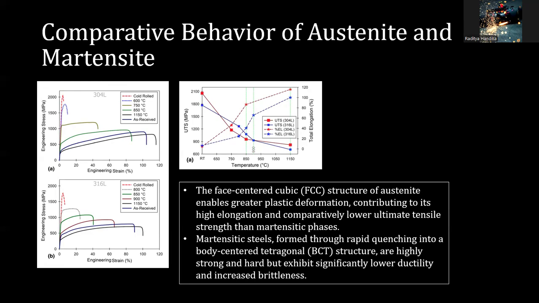And martensitic steel formed through rapid quenching exhibits high hardness and strength but low ductility, and this type of steel is ideal for applications where wear resistance is paramount, and the stress and strain curves reveal that austenitic steel retains ductility at high temperature, while the martensitic steel maintains strength and hardness.